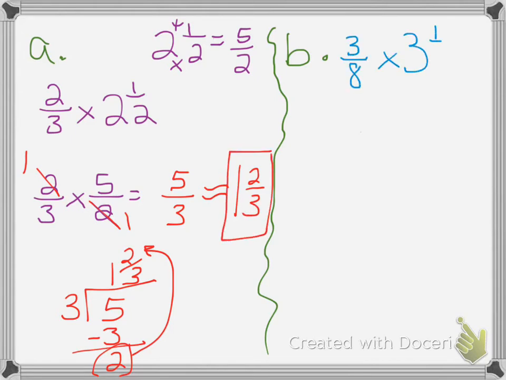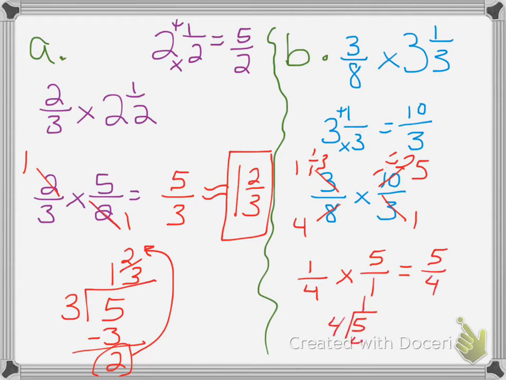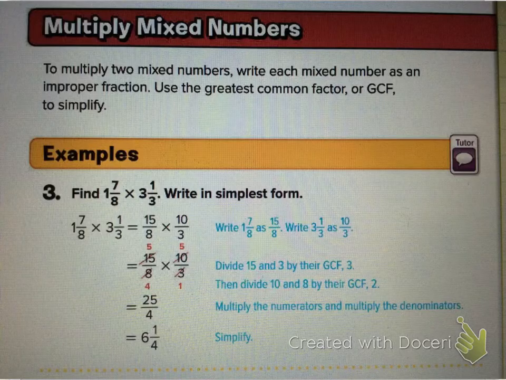Letter B. Had to multiply and add, change my mixed number into an improper fraction, and then multiply straight across or simplify within the problem. I simplified within the problem. 3 could go into 3's, 2 could go into 8 and 10. And I ended up with 1/4 times 5 over 1. Ended up with an improper fraction, so I had to divide again. My answer ended up being 1 1/4. Pause the video if you need to see it more and look at your answers. And we'll continue on to the next page, page 283.